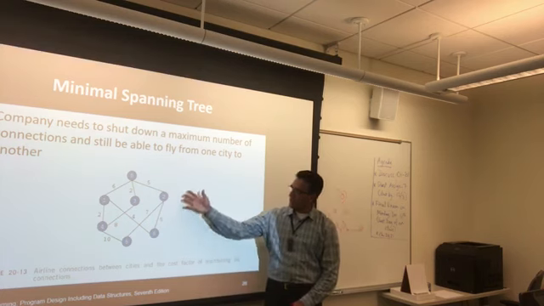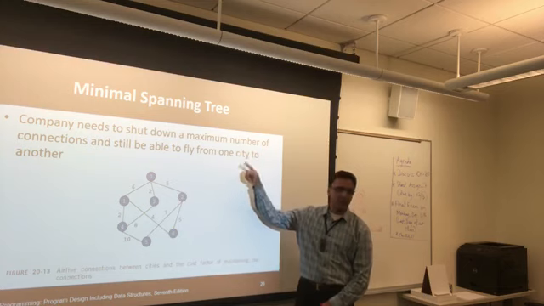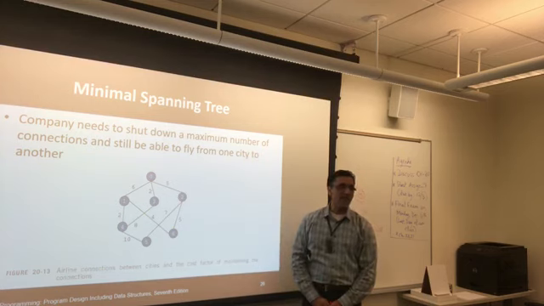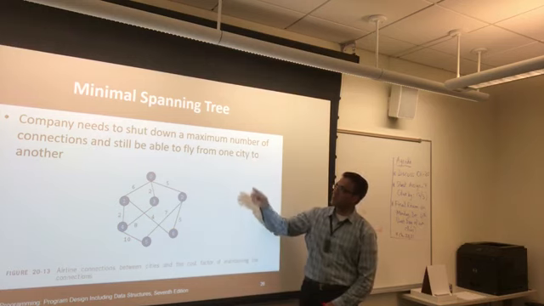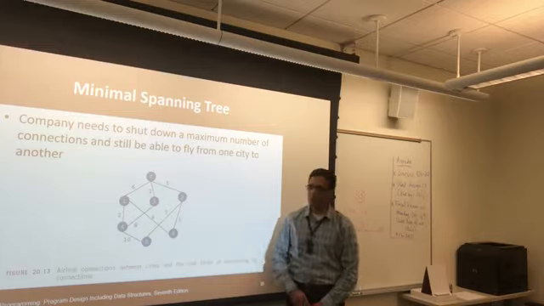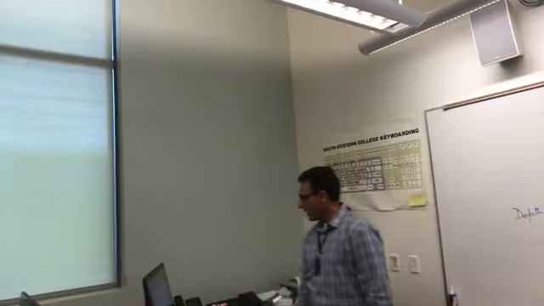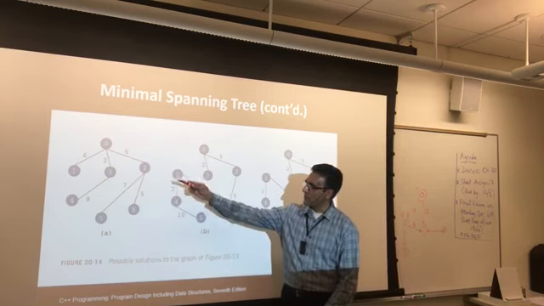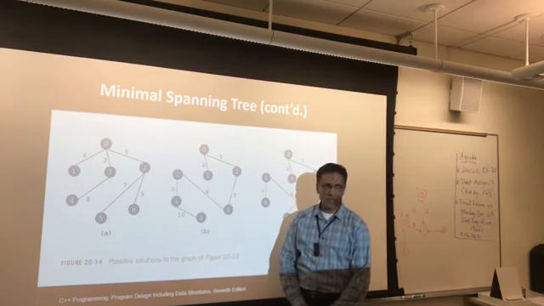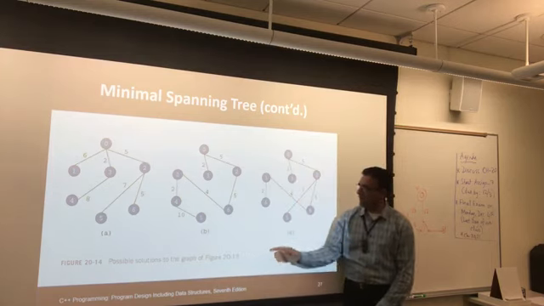So assuming these are the different types of connections they have, and they are trying to cut down some of the connections and still maximize the profits. The company needs to shut down a maximum number of connections and still be able to fly from one location to another location. Then they can apply these three different graph methods. So if you look at this, they can still fly to all the major locations for that airline. Graph A, graph B, and graph C.